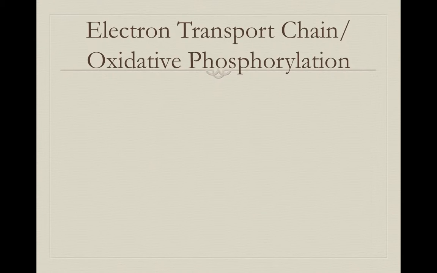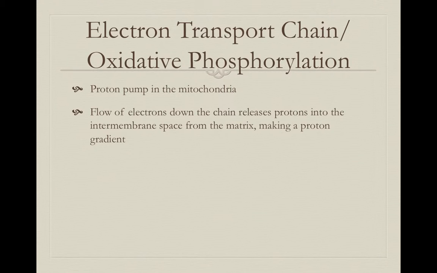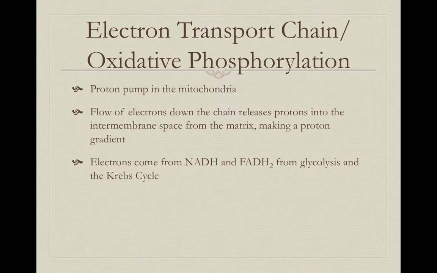The electron transport chain, also known as oxidative phosphorylation. So there's a proton pump in the mitochondria in the inner membrane, and the flow of electrons from NADH and FADH2 down the chain releases protons from the matrix, which is where the Krebs cycle takes place, into the intermembrane space, which is in between the inner membrane and the outer membrane, hence the name, making a proton gradient. The electrons come from NADH and FADH2 from glycolysis and the Krebs cycle.